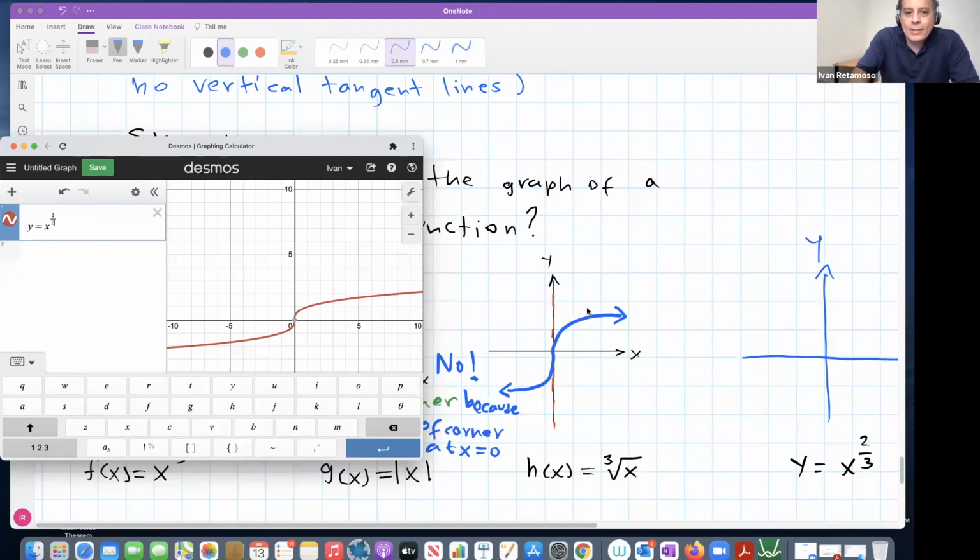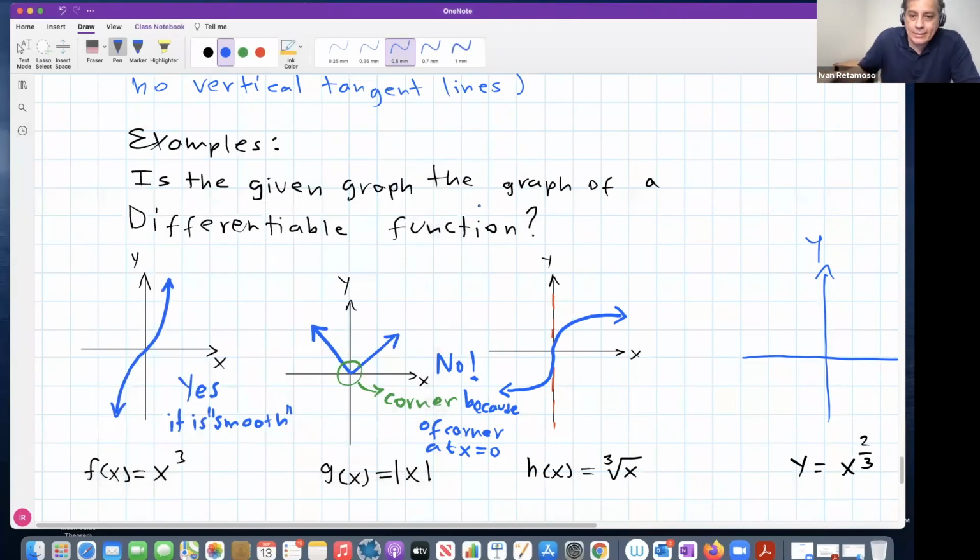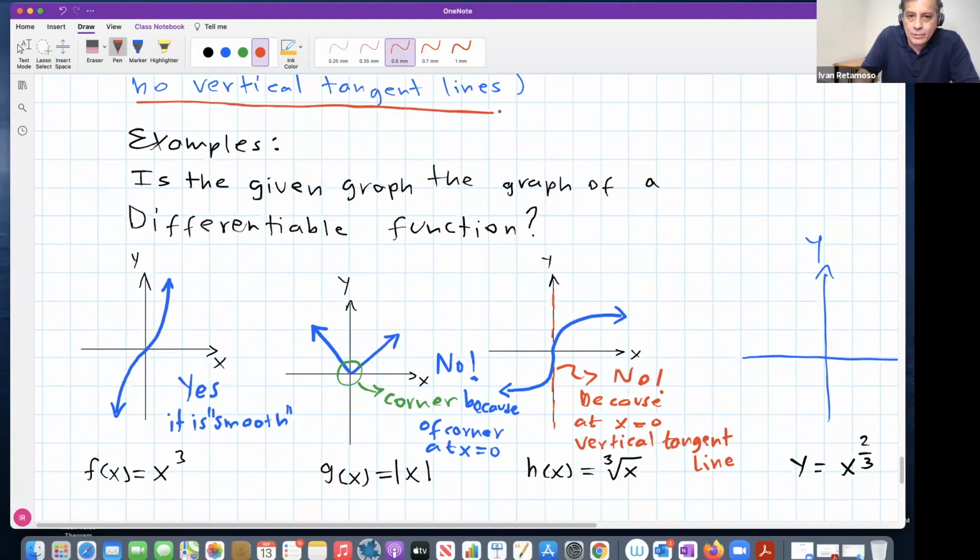Increasing is this. But what is important about this graph is that when you look at the tangent line at x equals 0, look what happens with the tangent line at x equals 0. It's a vertical line. And remember, the slope of a vertical line does not exist. So this one, a big no, because it's showing this vertical tangent line. No, because at x equals 0, vertical tangent line. The graph should not show vertical tangent lines.